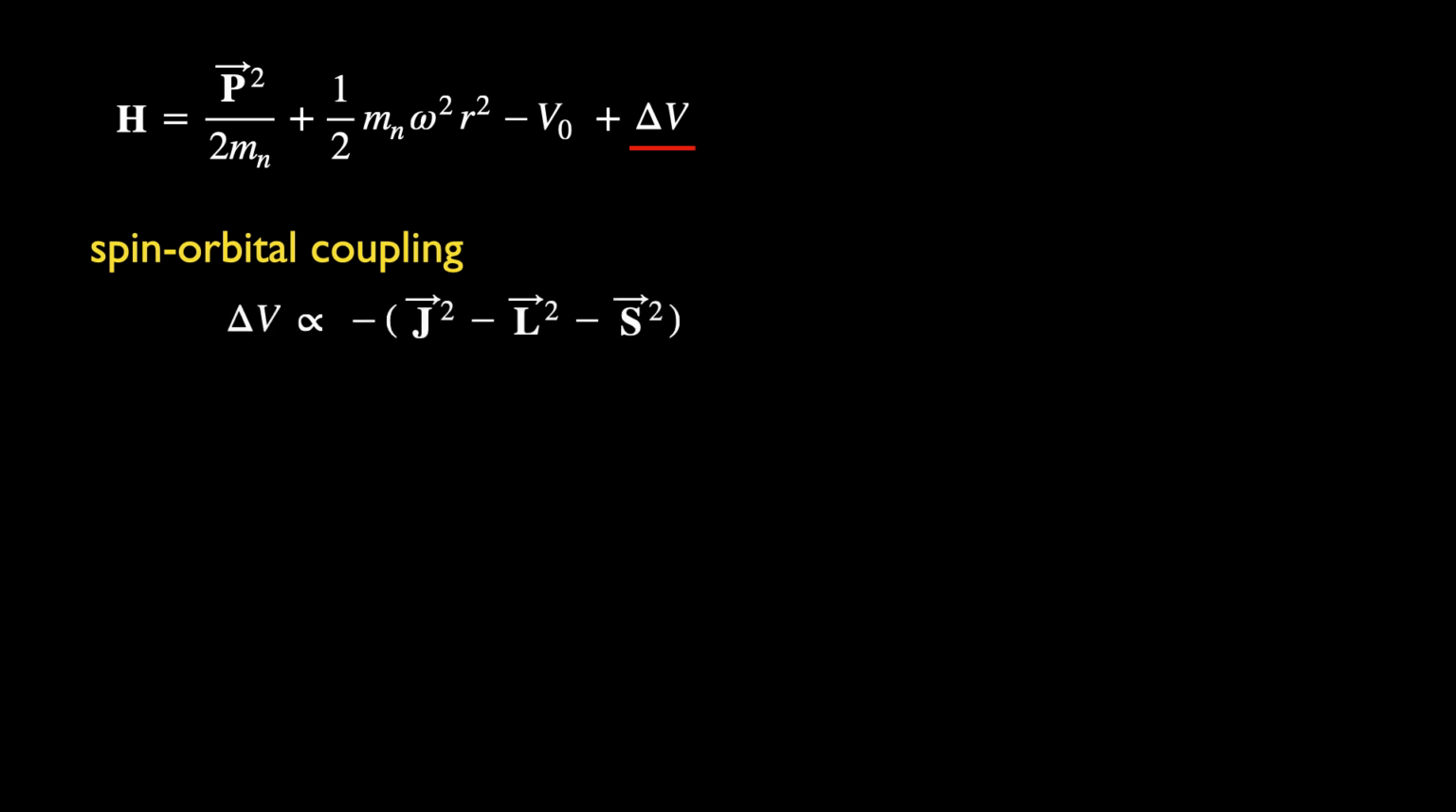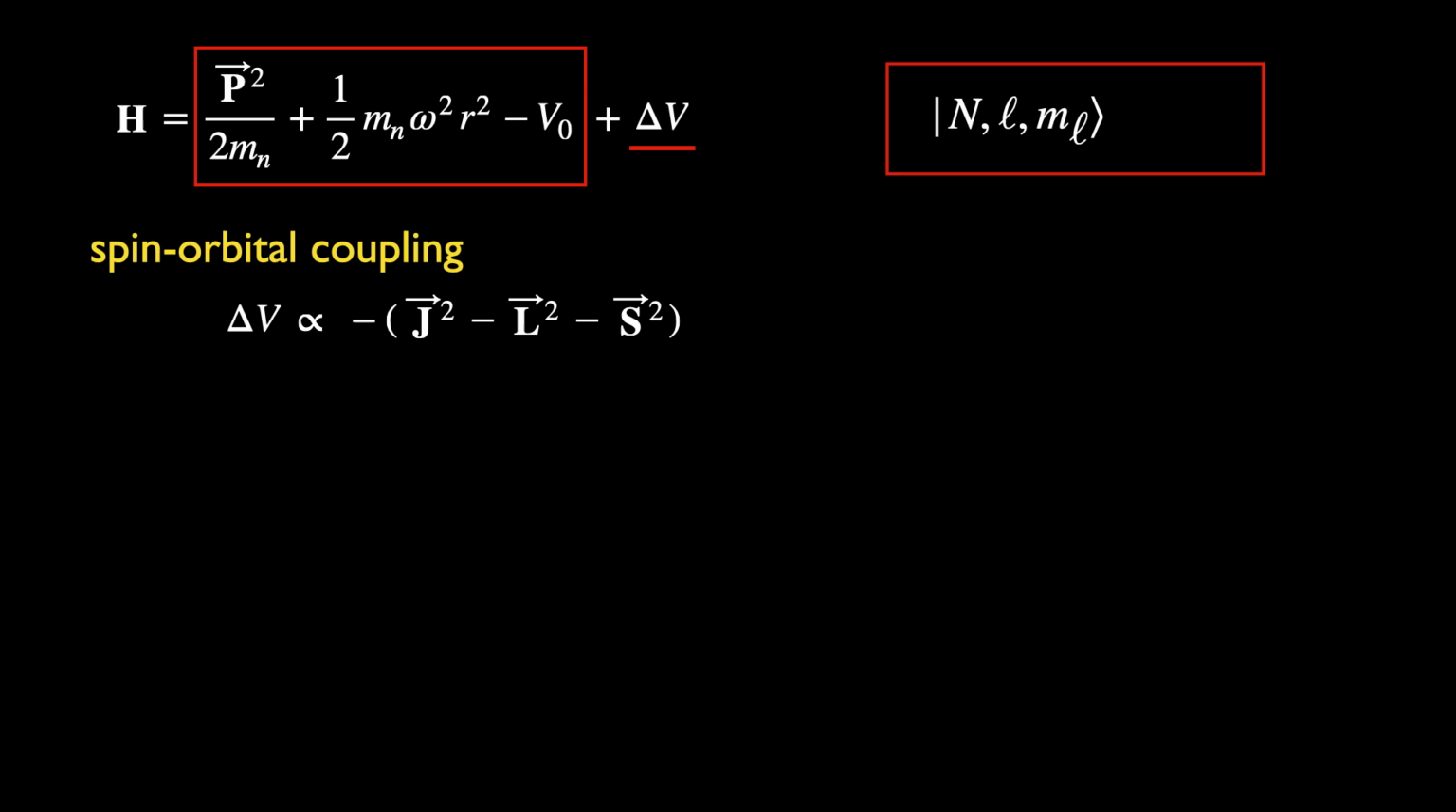We need to find the eigenstates of this new Hamiltonian, now with the spin-orbital coupling. The eigenstates we have assumed for the original Hamiltonian are no longer suitable. What we need is something that is also simultaneously the eigenstate of J square, L square, and S square. This is possible because all these operators commute with each other due to rotational symmetry.